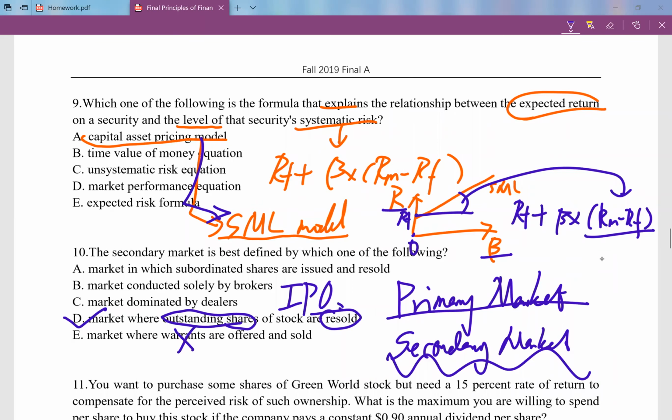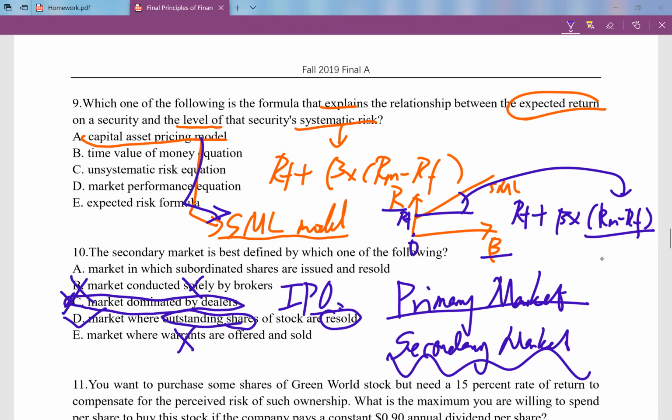The market dominated by dealers? It's by the traders themselves, not dealers. Dealers actually make the market when the market loses liquidity. But our secondary market has high liquidity. You can see the New York Stock Exchange, the prices are moving every day. So this one's not right. How about B, the market conducted solely by the brokers? It's also not right. Actually, the market includes institutions, individuals, dealers, brokers, so many different types of investors. So these two are both not right.